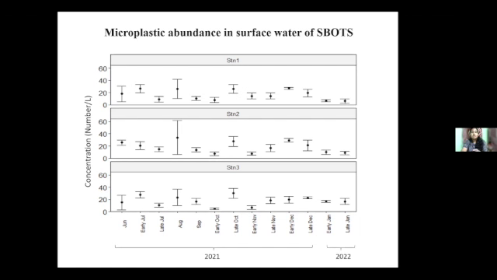Station 1, Station 2, and Station 3 are part of SBOTS, which I have mentioned on the slide. This is the Sundarbans Biological Observatory Time Series, which was started in 2010. Since then, from these 3 sites, we have been continuously monitoring the hydrological parameters till date.